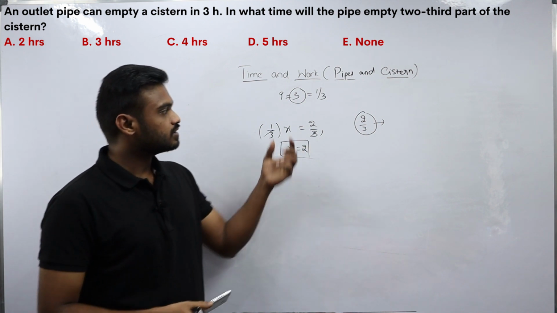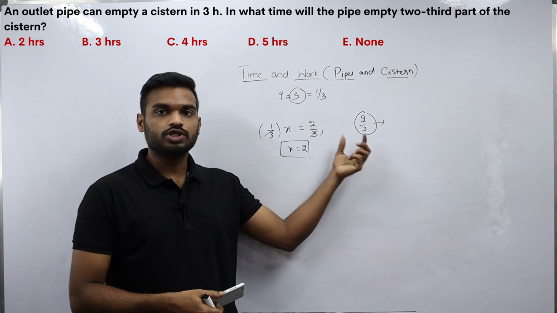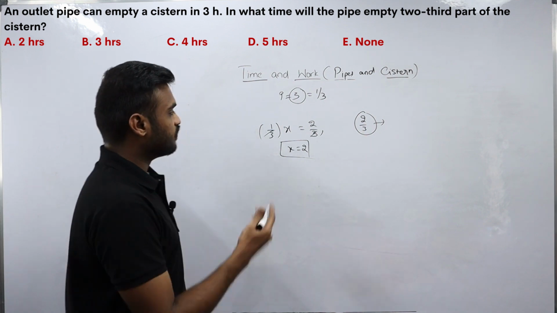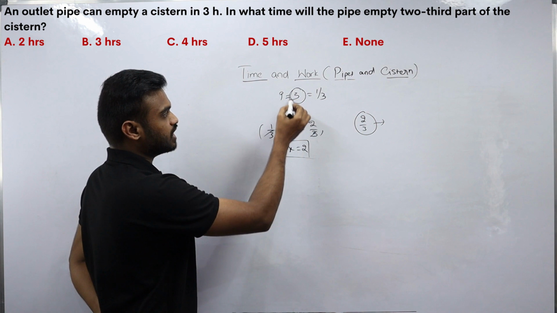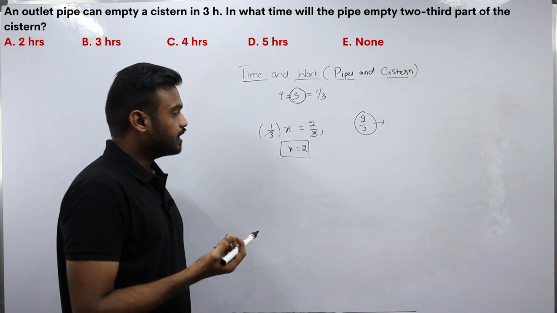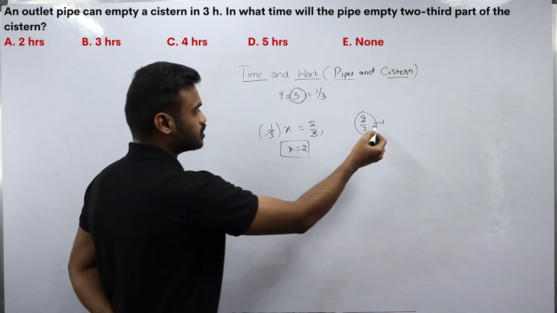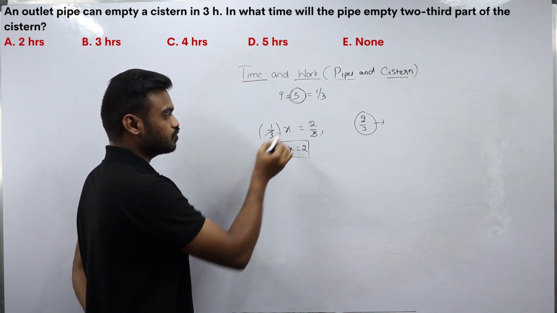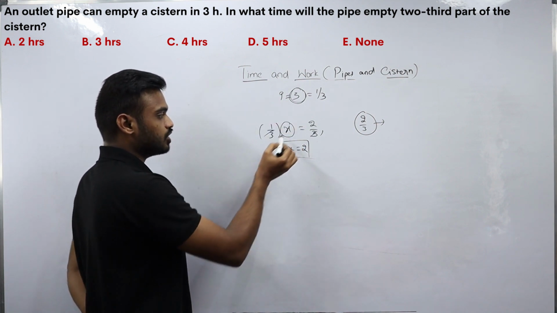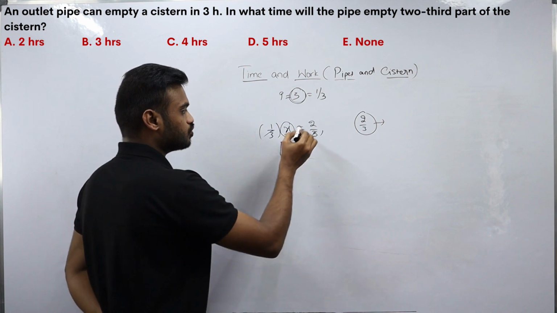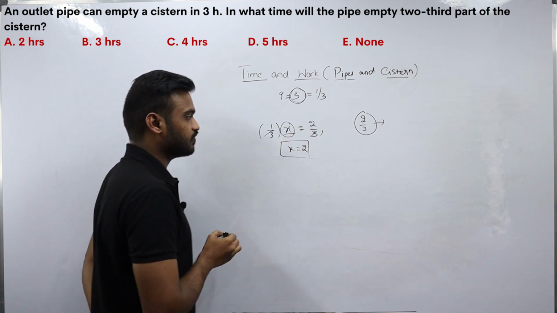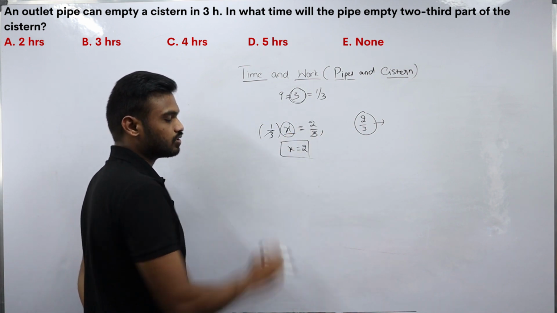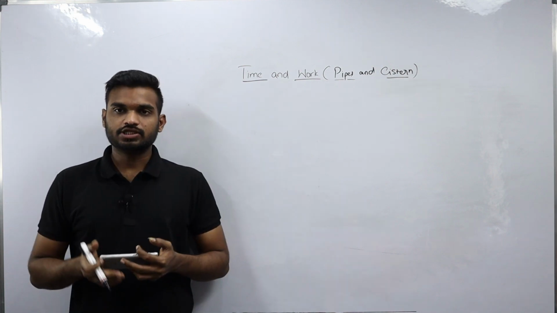Okay, see here they are asking us to find out only 2/3 part of the cistern. So one part of the cistern totally takes 3 hours to complete. Then they are asking us to find out 2/3 part, that is 1 by 3 into, we don't know what the total time taken is, so I am considering it as x. Now to complete 2 by 3 part of the work, we can simply say x equals 2 hours. Now let's see the third problem.